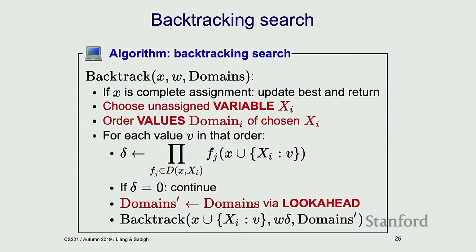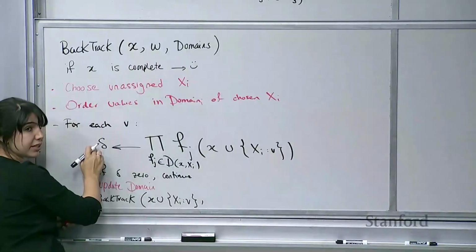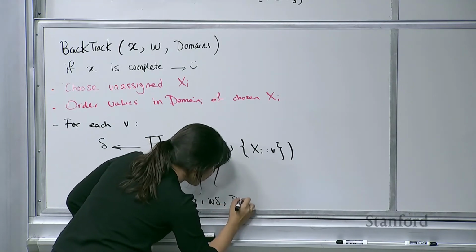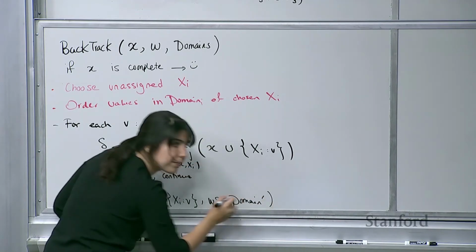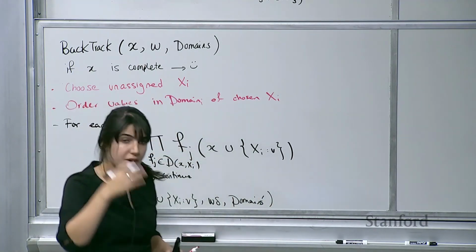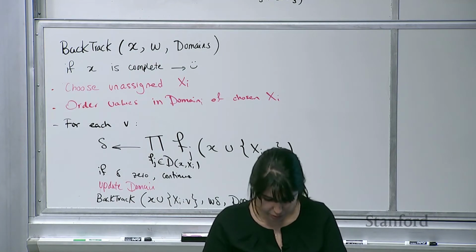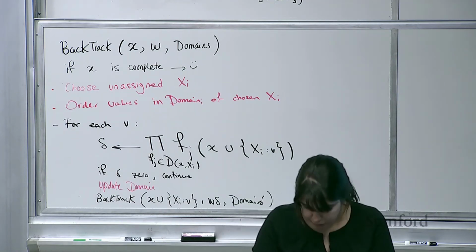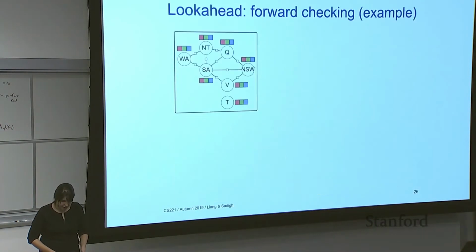So this new thing is x union, you have picked value v for xi. So this is your new assignment. You have extended your assignment by value v. Your weight is going to be whatever weight you started times delta. That's weight delta. And then you have updated your domain. So you're just going to use domains prime. Okay? So this is domains of everyone, like domains of all the other nodes. All right, so we're going to talk about this a little bit more. But this is the basic of the algorithm.